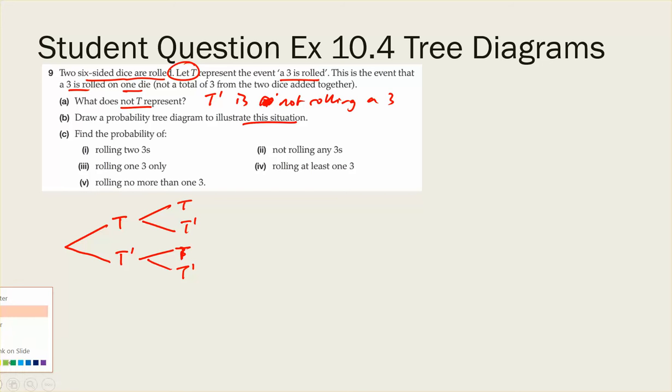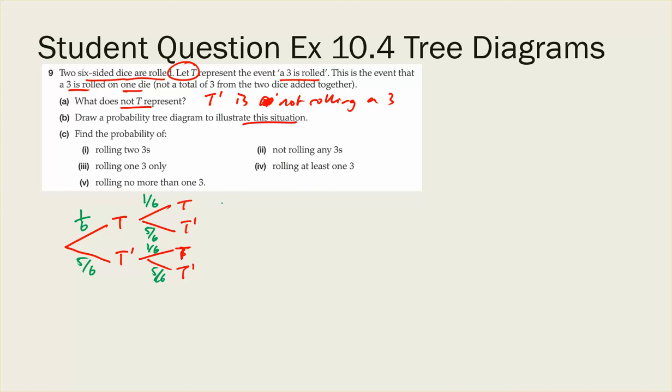I can write the probabilities on my diagram, because I know the probability of rolling a 3 on a single die is 1 over 6. Remember, where we have a split on a branch, the probabilities add to 1. So the probability of not rolling a 3 is 5 over 6. 1 over 6, 5 over 6, 1 over 6, 5 over 6.